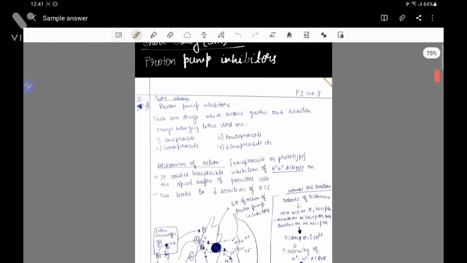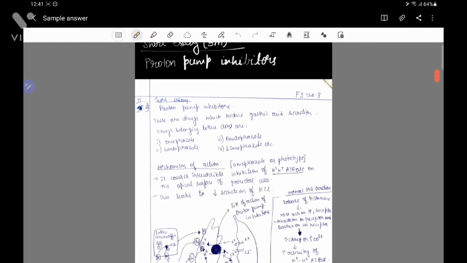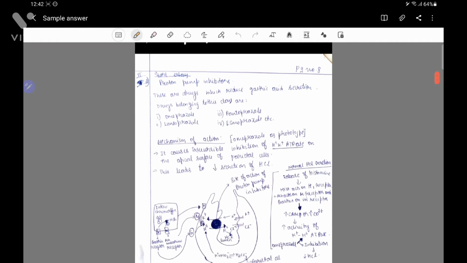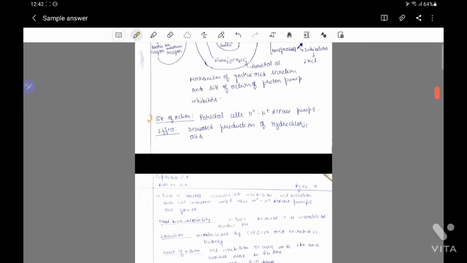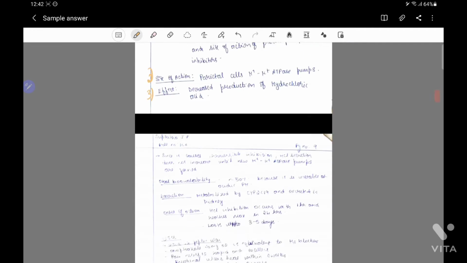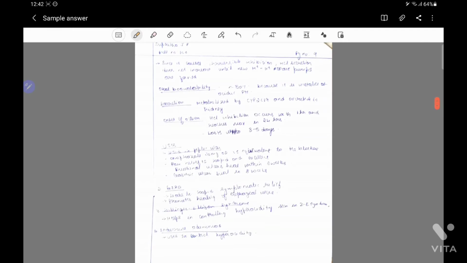The question was proton pump inhibitors. Here I can clearly show you guys how I have divided this answer into various subheadings. The first thing I have written is that these are the drugs which reduce gastric acid secretion, and I have listed the drugs belonging to proton pump inhibitors. So this part is going to become my introduction part. From then on, you can see that I have started dividing it into subheadings. So mechanism of action is my first subheading, site of action is the second, effect is the third, and then oral bioavailability, excretion.